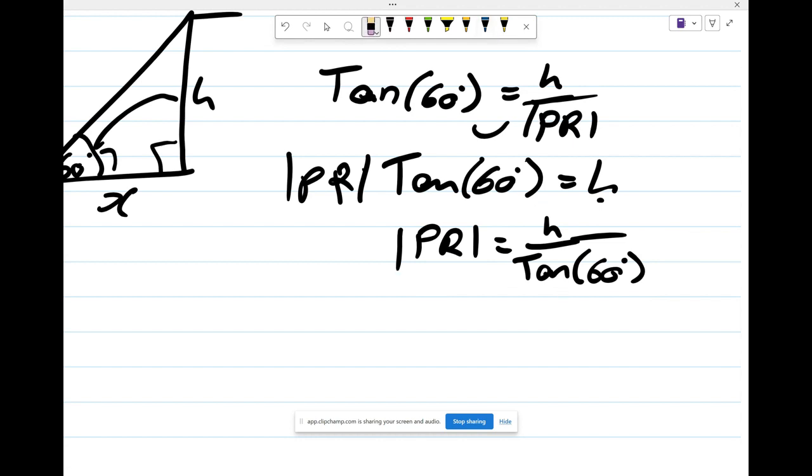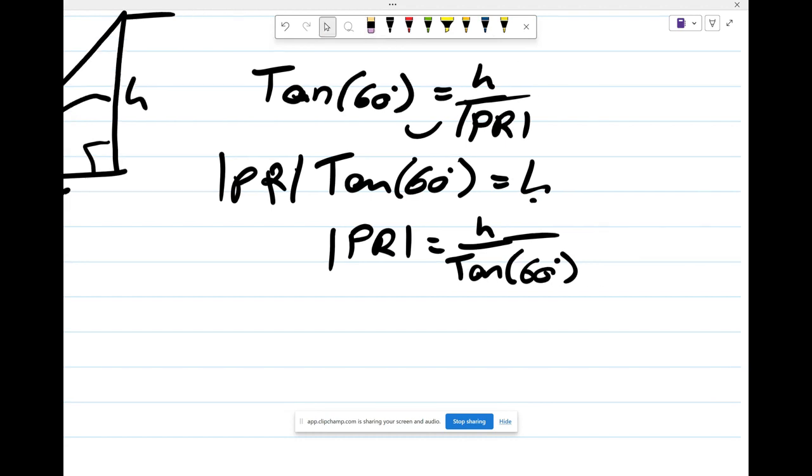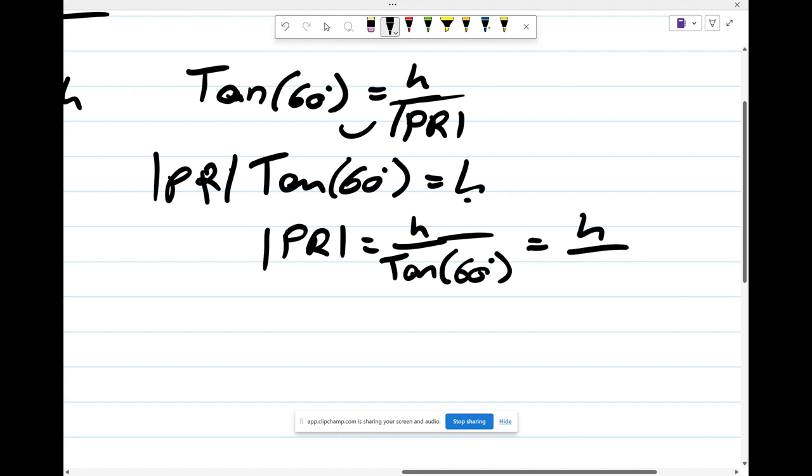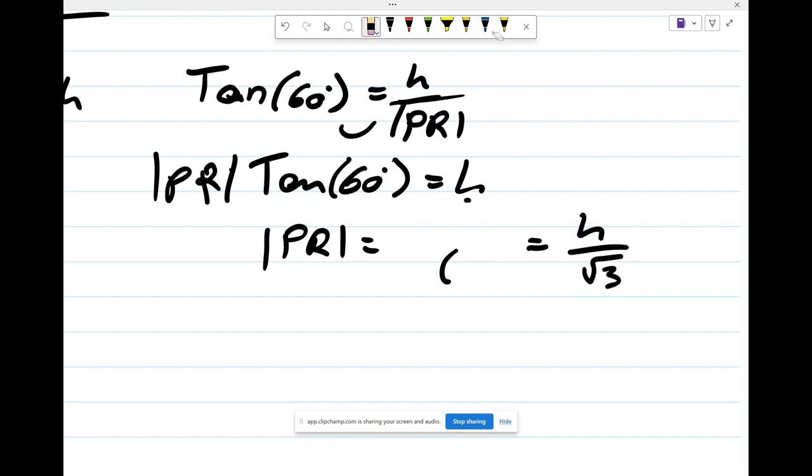And we can even put tan 60 in our calculator if you really wanted to. So tan 60 is root 3. So you can say H over root 3. And now P or is even more in terms of H and numbers.